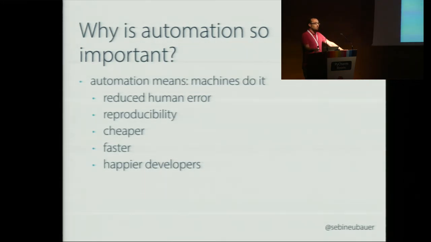Now we learned a lot. Maybe you are bored, but why is it so important to have this automation? So everything around automation and infrastructure as code. Automation means the machines do it, so we reduce human error. We enhance reproducibility. It's, of course, cheaper. Maybe not always, but sometimes it's cheaper. It's faster most of the time. And you also get happier developers because sometimes they really have to do messy stuff in a console. But cheaper and faster is not the most important thing. Most people think we need to automate if it's really a cost factor or if it's too slow. But that's not the case.